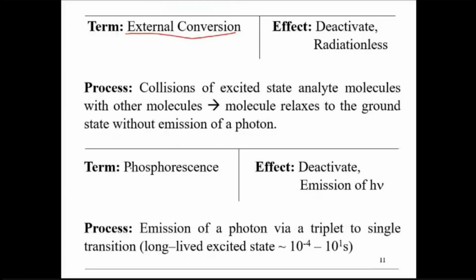Okay. Next concept is phosphorescence. It is a deactivation process. It is associated with emission of electromagnetic radiation. Now, emission of photon via triplet to singlet transition. It has to be triplet to singlet. Now it is a long-lived excited state. It takes 10 raised to minus 4 to almost 10 seconds.